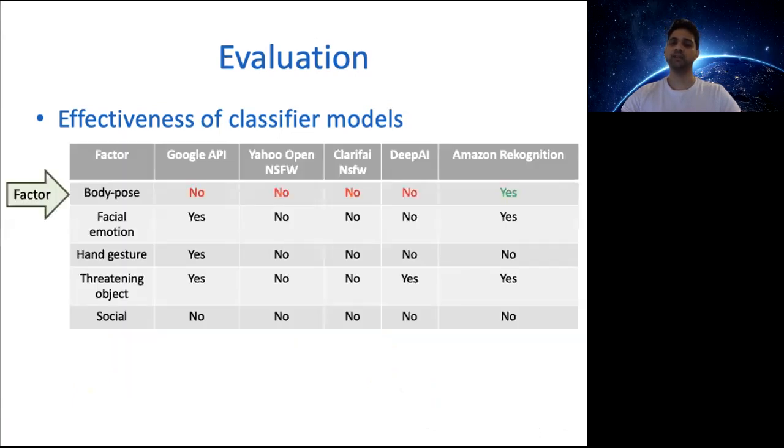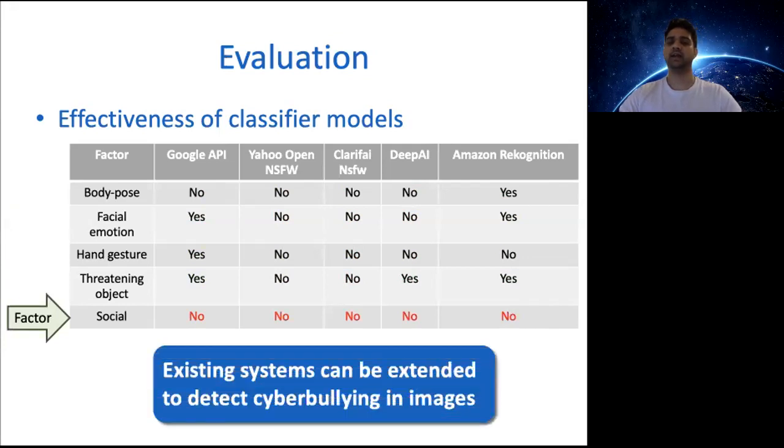We then studied the capabilities of the existing offensive image detectors on the visual factors found in our work to analyze how easily the existing detectors can be extended to address cyberbullying in images. We found that the body pose factor can be addressed by Amazon Rekognition. The facial emotions factor can be addressed by Google API as well as Amazon Rekognition. The hand gesture factor can be addressed by Google API. The threatening object factor can be addressed by Google API, Deep AI, and Amazon Rekognition, and the social factor cannot be currently sufficiently addressed. Thus, existing systems that detect image offensiveness can be extended to also detect cyberbullying in images.